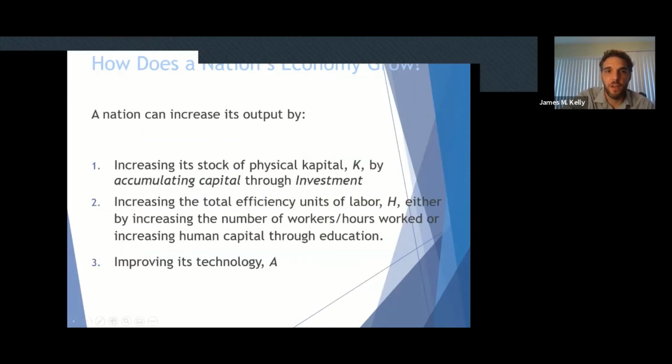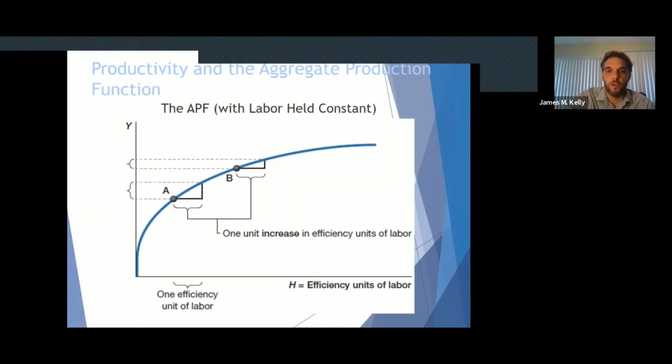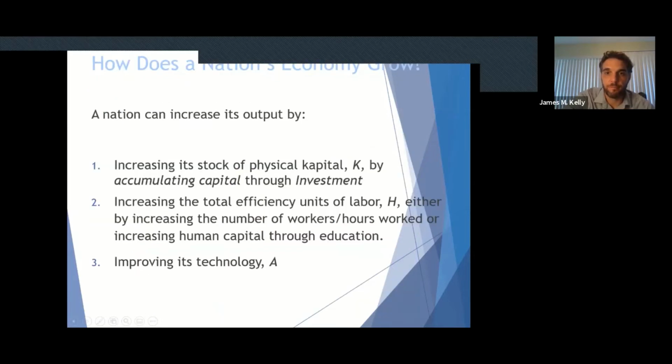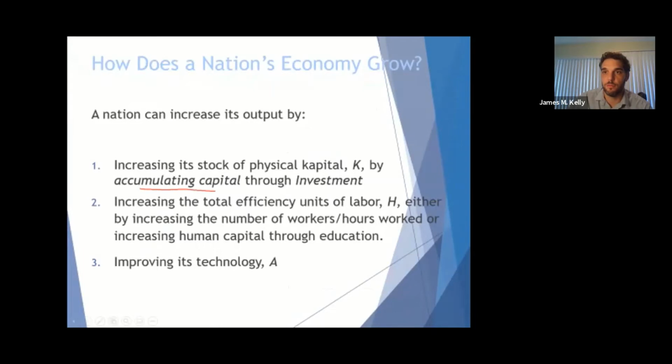All right, in this video, we're going to talk about how we can grow this aggregate production function through increases in the inputs, but mainly through increases in technology. Output can increase a number of ways. One, output can increase through accumulating capital. That's done by increasing investment and buying capital goods, which are then used for production.